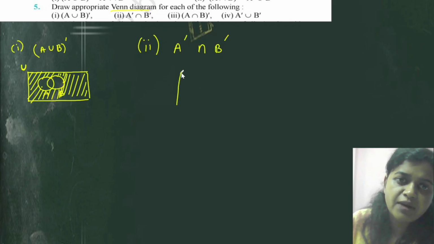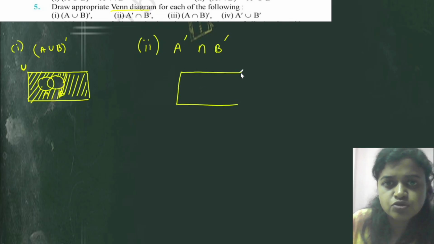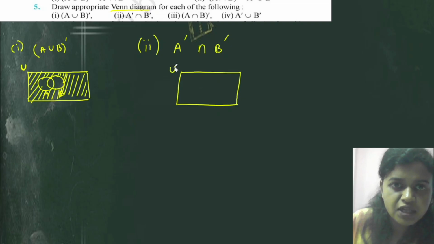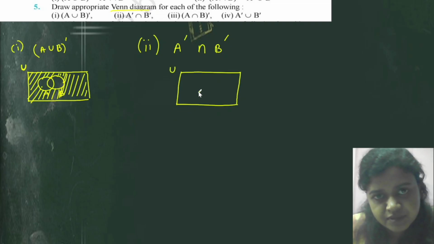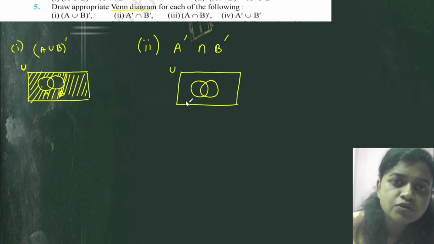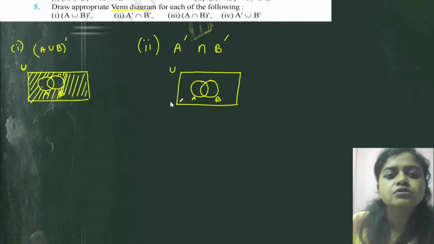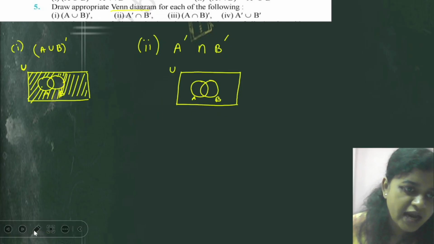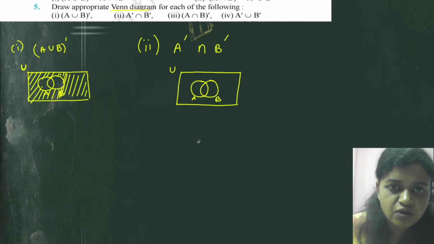So first we have to draw a rectangle to show a universal set. So A complement. So next we will draw another A and B. So this is suppose A and this is B. So A union B. So you can write outside also, like this. So like this is A and this is B.